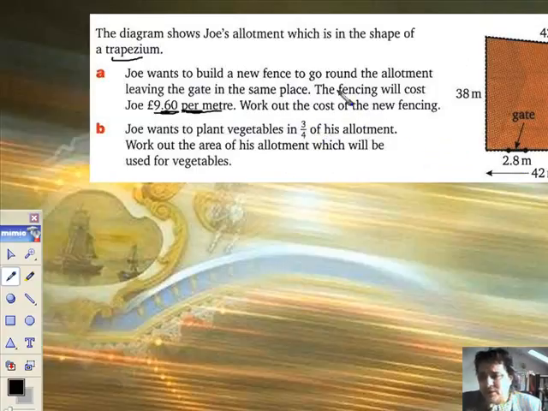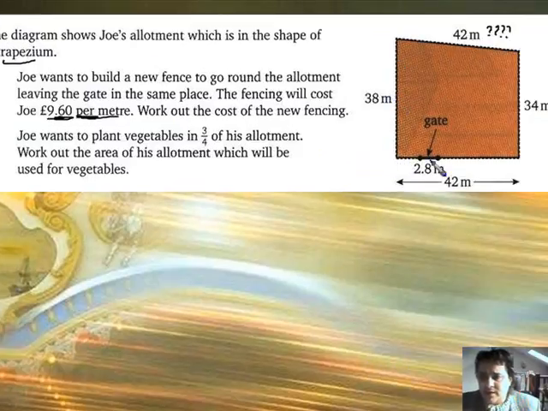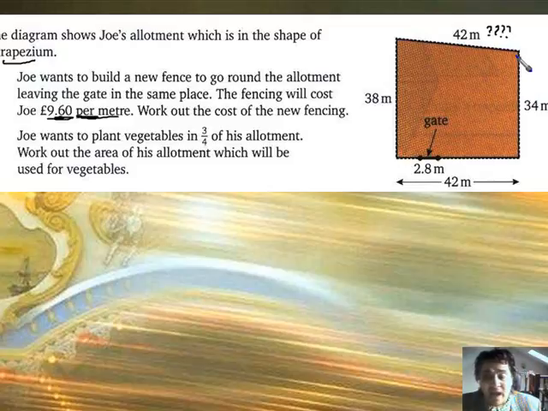Well, he's not going to put a fence across the gate there. He wants to leave out the gate. So I need to work out this plus that plus that. I have to assume that's 42 just for the sake of doing the question, because that's part of the fence, even though I know the number's wrong. I'm going to do it anyway, and then I'm going to take away the 2.8 because you don't want to build any fence in the way there.